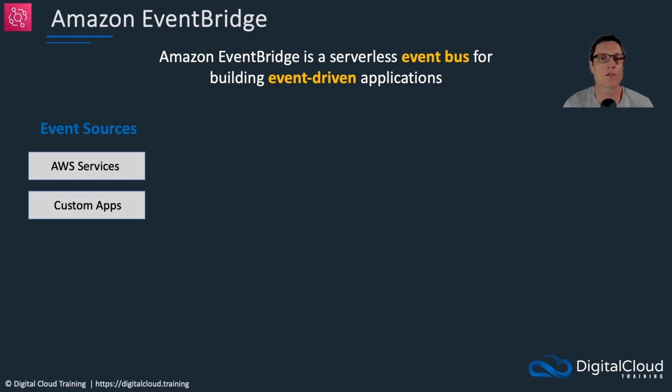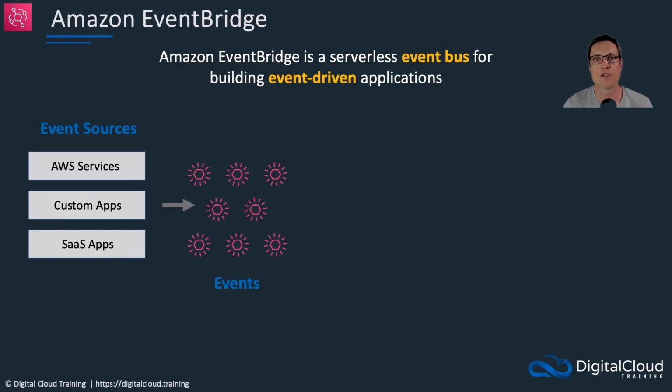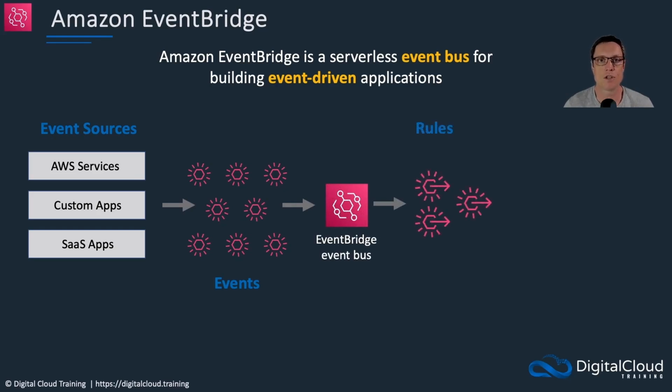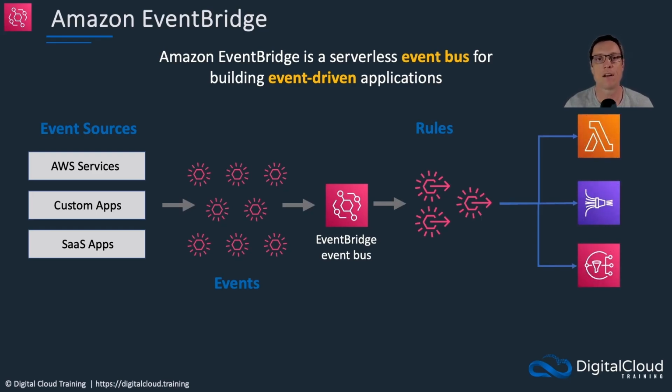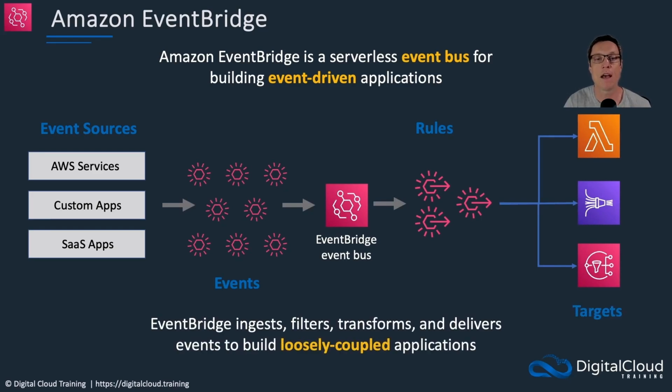But you can also integrate custom applications and SaaS applications as well. So the event sources generate events, things that are happening to those services. For example, in EC2, an instance might be terminated. That would be an event. Then the events get routed through the event bus into the rules engine, where we can configure the rules that we require. And those rules will direct the traffic to various different targets, like Lambda and Kinesis and SQS and others. So EventBridge helps us to ingest, filter, transform, and deliver events to build loosely coupled applications.